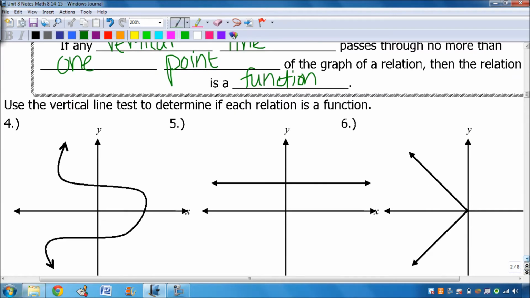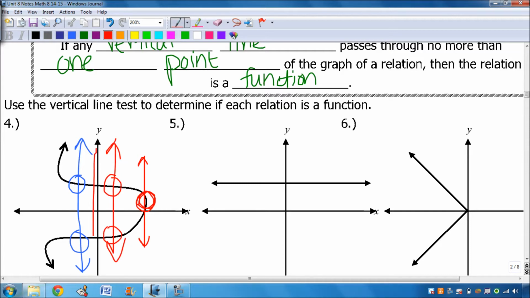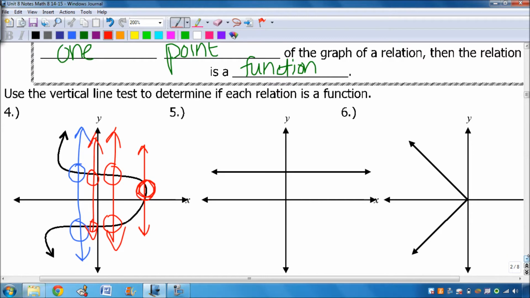In question number 4, if I draw a vertical line through, it intersects more than once, which means that it is a no-go. It does not work, okay? Even though if I graph out a line right here, it only technically crosses through once. However, if you have just one vertical line that crosses through more than once, then it automatically disqualifies it from being a function.